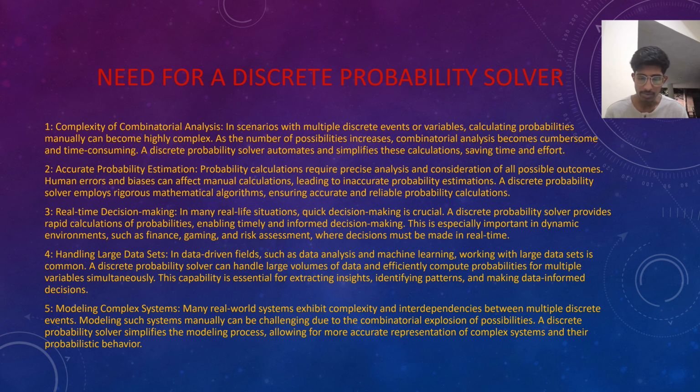Fifth, modeling complex systems. Many real-world systems exhibit complexity and interdependencies between multiple discrete events. Modeling such systems manually can be challenging due to the combinatorial explosion of possibilities. A discrete probability solver simplifies the modeling process, allowing for a more accurate representation of complex systems and their probabilistic behavior.